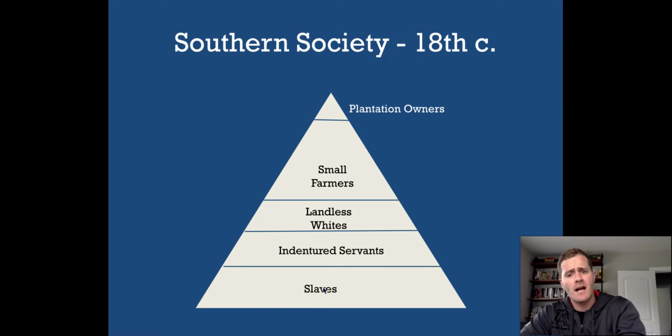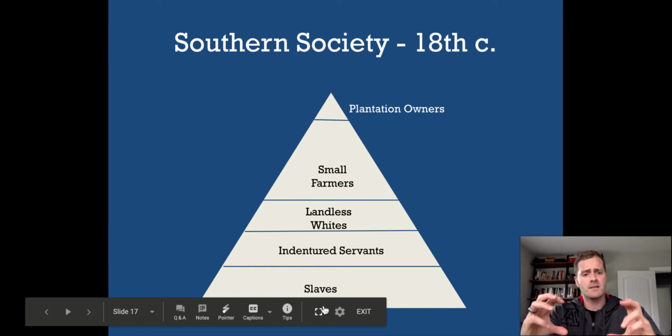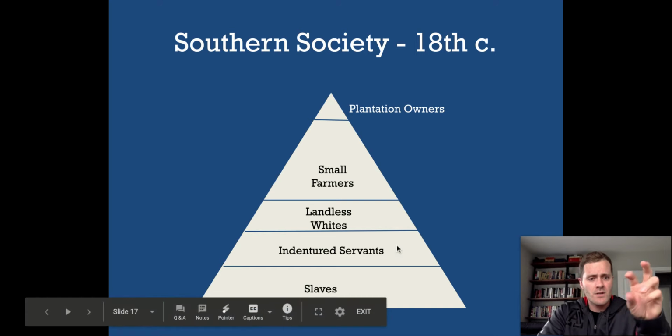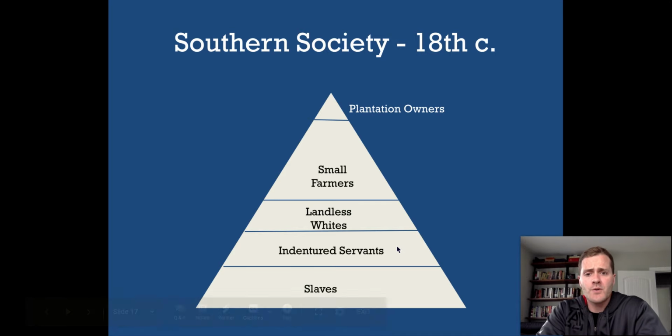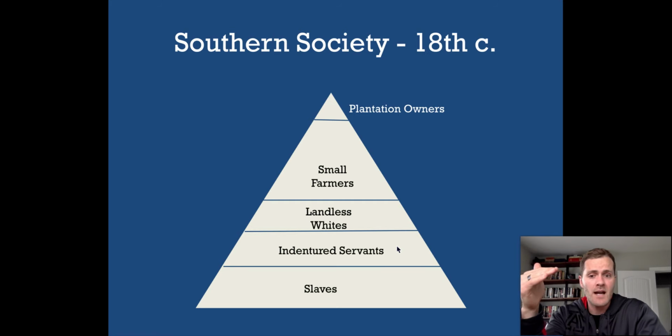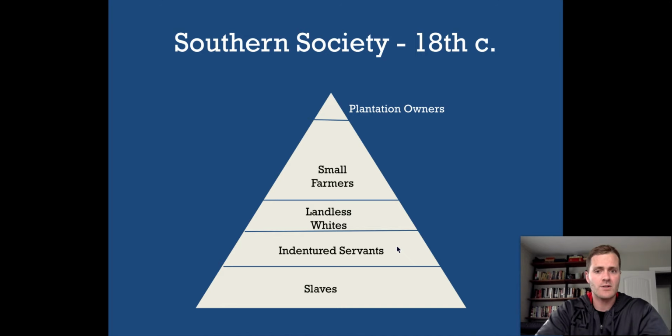So the bottom of Southern society is going to see slaves as the foundation, as those doing the labor. Above them, socially speaking, are the indentured servants while they still exist. Those who come to do forced labor, usually alongside slaves, but who have an end date to their term of service, and those largely who are white. Above them in society are landless whites who can work labor and terms of service for other people, but aren't stuck in labor like indentured servants are.